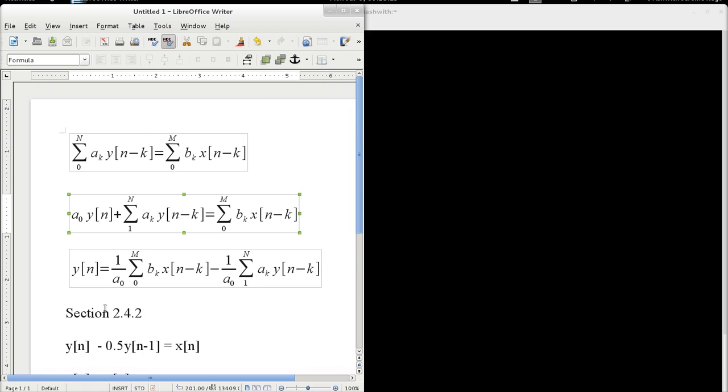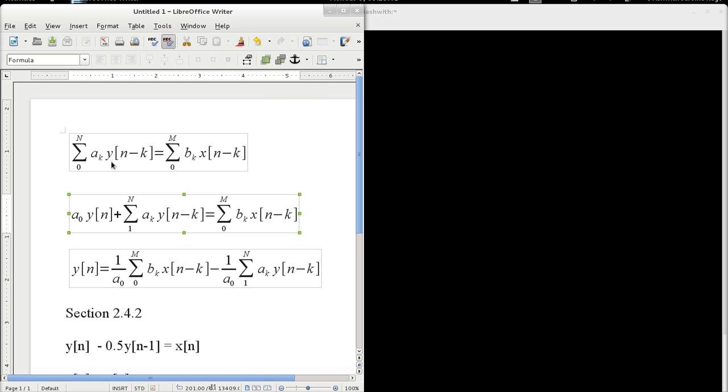So this is my difference equation. It's a very general form of a difference equation. You can see I have a0 y of n plus a sub 1 y of n minus 1 plus a sub 2 y of n minus 2 all the way to a sub capital N y of n minus capital N equals b sub 0 x of n plus b sub 1 x of n minus 1 all the way to b sub capital M x of n minus capital M.